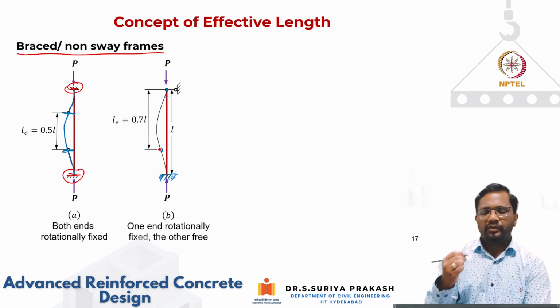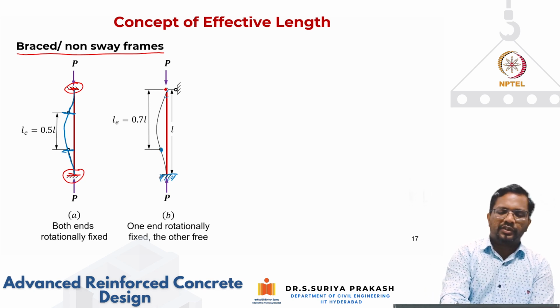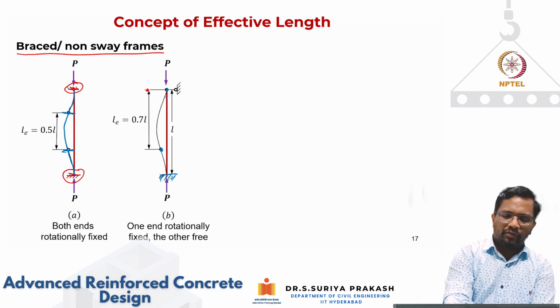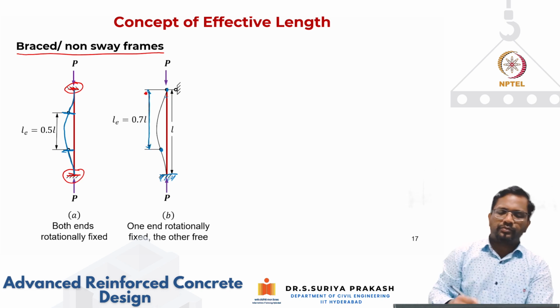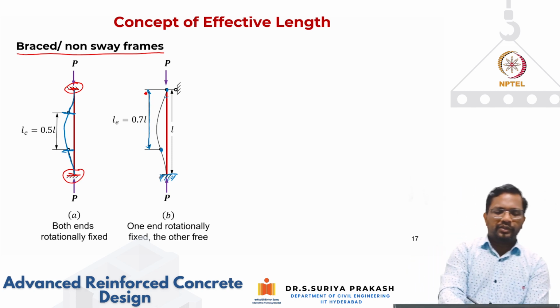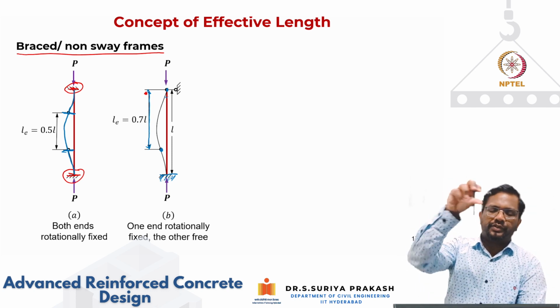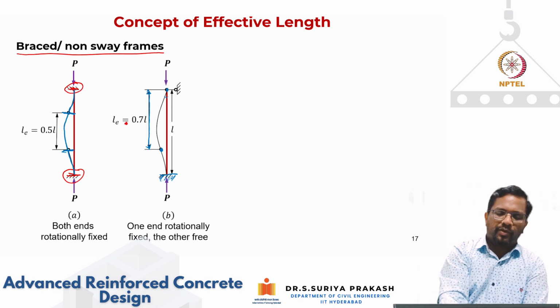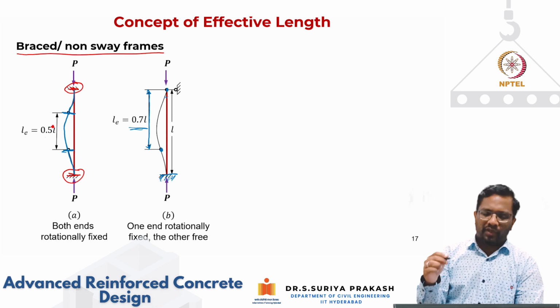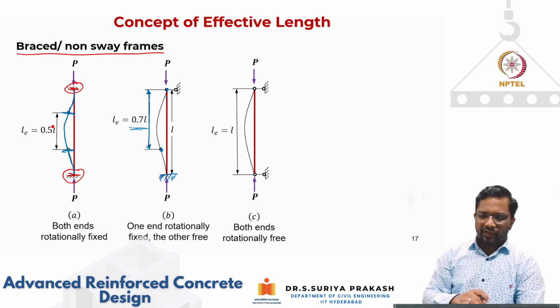So our definition for effective length is the distance between the points of inflection. You will work out this to be 0.7 L. As you can see, if I am relaxing the boundary condition from fixed to one end pinned, what happens to the effective length? The effective length has increased from 0.5 L to 0.7 L. Now let's look at the next case.